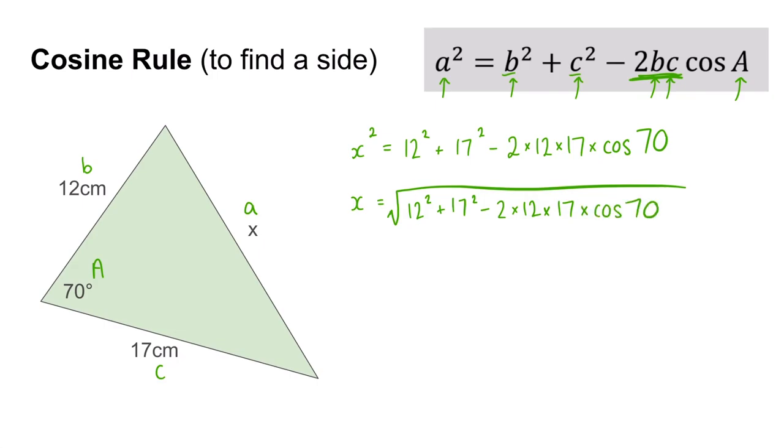And if you type that into your calculator, you will get 17.13 to 2 decimal places. And where we're finding a side length, our other lengths were given in centimetres, so x is also going to be in centimetres.